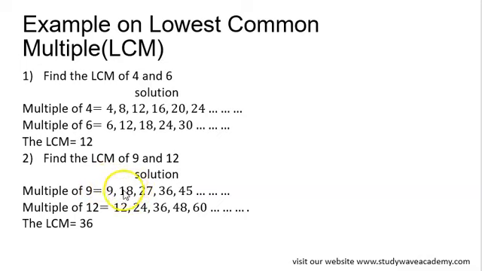18. We add another 9 to 18, it will give us 27. Add 9 to 27, it will give you 36. Add 9 to 36, it will give you 45. It goes on and on.